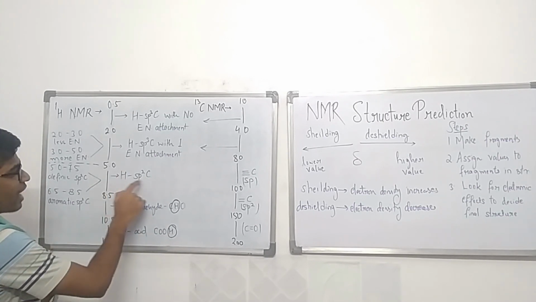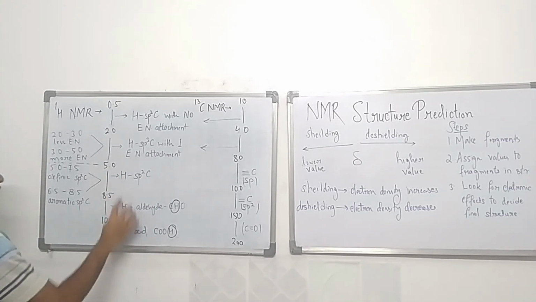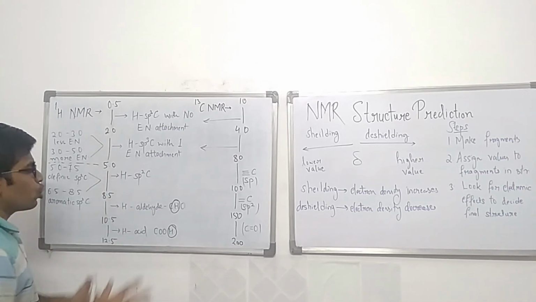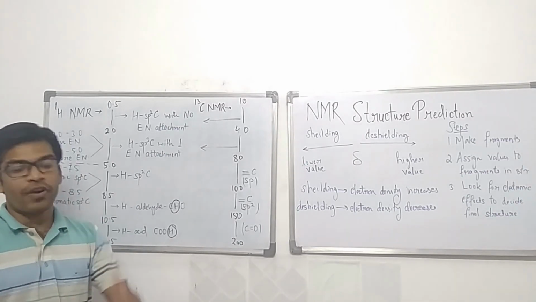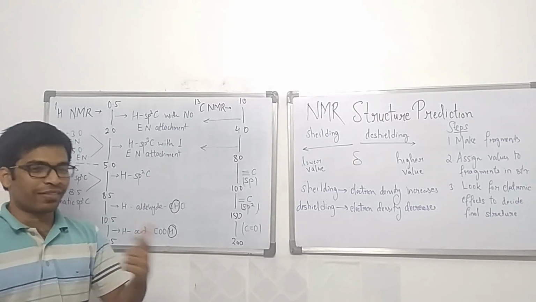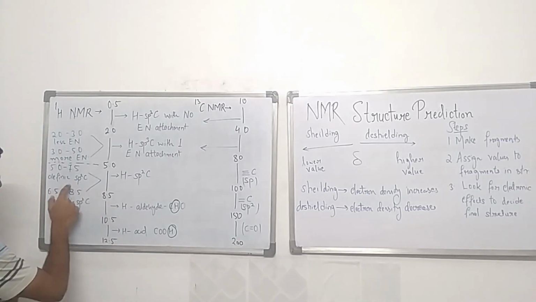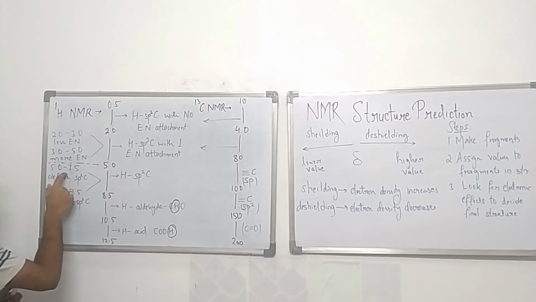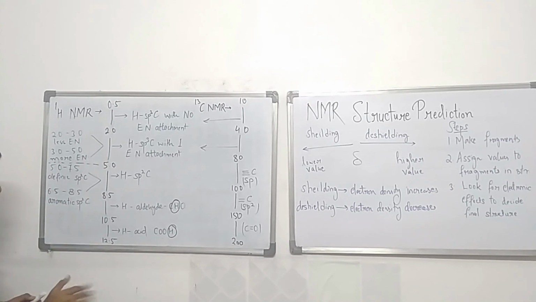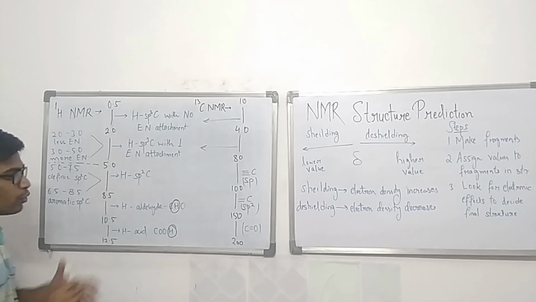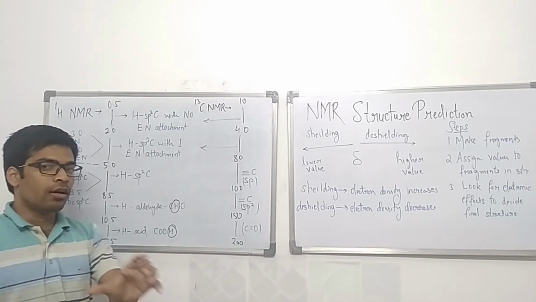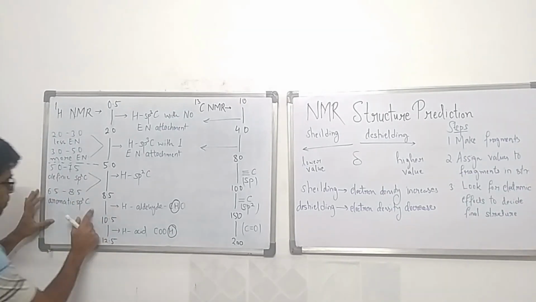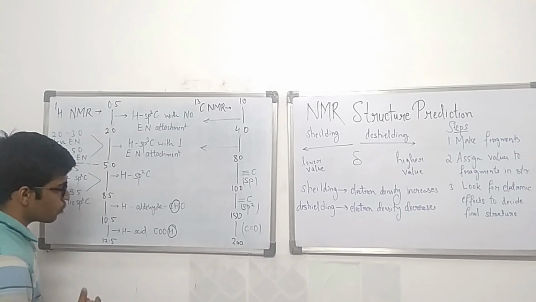Now, if the proton is attached to an sp2 carbon, the value will come in the range of 5.0 to 8.5. Again, there are two types of sp2 carbon that we can have. First are the ones in an aromatic ring, and the second is olefinic carbon. In case of olefinic sp2 carbon, the value for the proton NMR comes in 5.0 to 7.5, and in case of aromatic carbon, it comes in 6.5 to 8.5. And you will see in most cases, it's actually very easy to find out which are the aromatic protons using this particular value. We'll see some examples also.